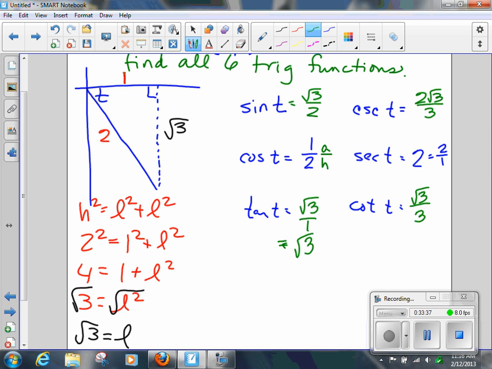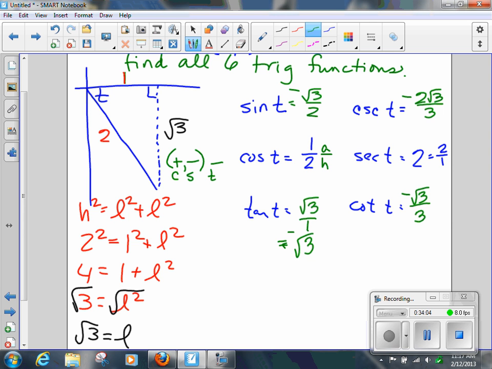Now we have to worry about the signs. We're in the 4th quadrant, which means positive, negative, negative. You guys agree with that? So, sine has to be negative, and its inverse has to be negative. Tangent has to be negative, and its inverse has to be negative. Cosine is the only one that's positive, correct?